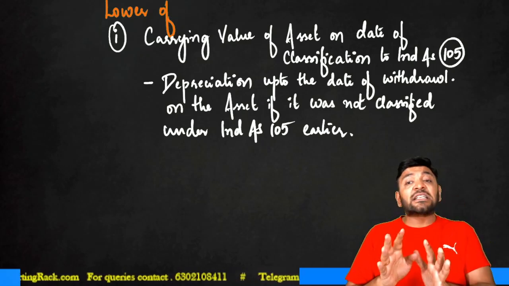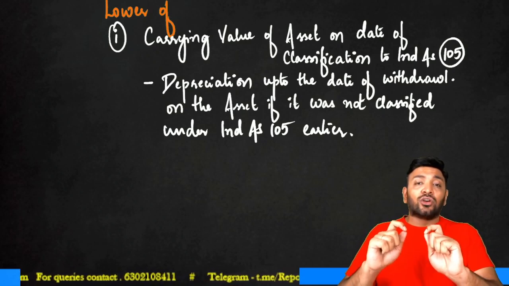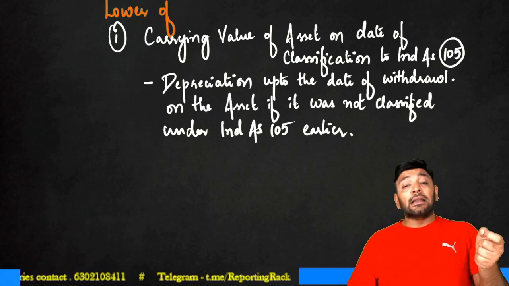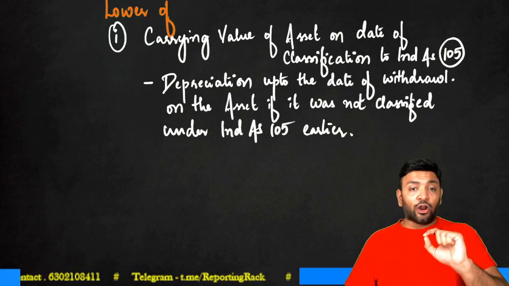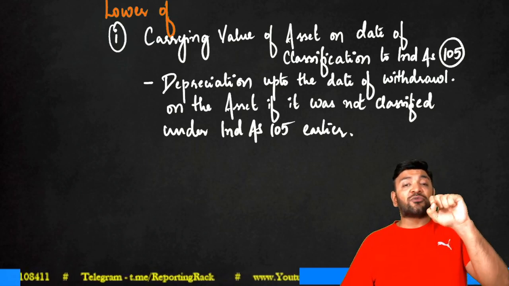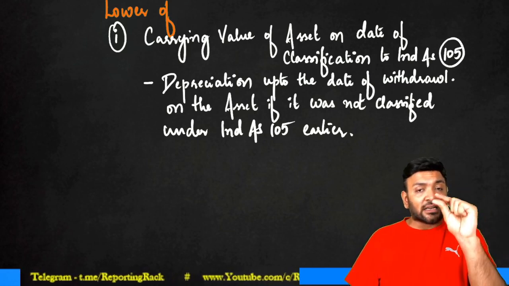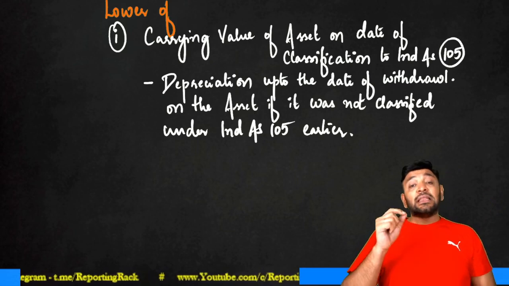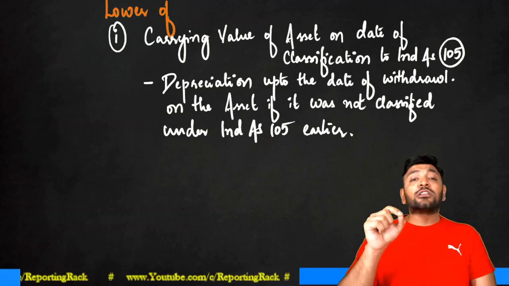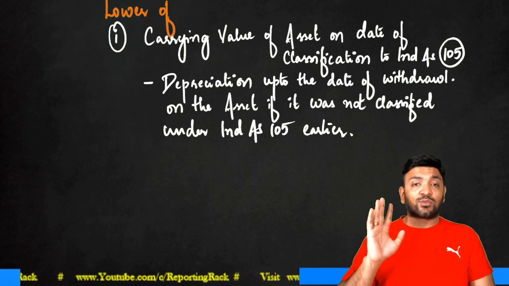But if it was not classified to Ind AS 105, the amount of depreciation that would have been charged to the asset should be reduced from the carrying value. So that's why he said depreciation up to the date of withdrawal on the asset if it was not classified to Ind AS 105 earlier. That means if it was still under Ind AS 16 or 38 or 40, then the amount of depreciation that I would have charged on such asset should be reduced from the carrying value of the asset as on the date of classification to Ind AS 105.